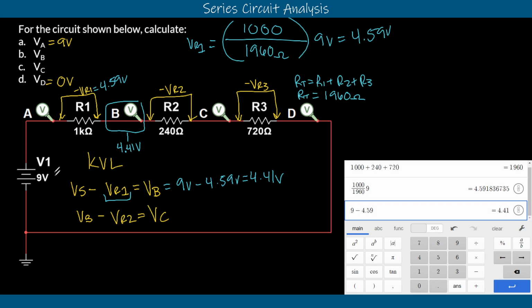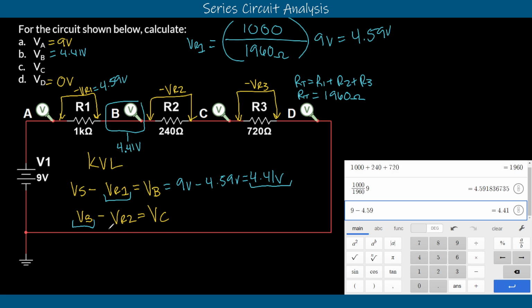So out of our total voltage, 9 volts, our first resistor used up almost half of our voltage, just over half. That makes sense because that resistor is the biggest one, and so it should consume the most amount of voltage overall. But now we're moving on. Now we have VB in this equation here. We can plug in 4.41 volts for VB. We can even write it up here. 4.41 volts is what VB equals.